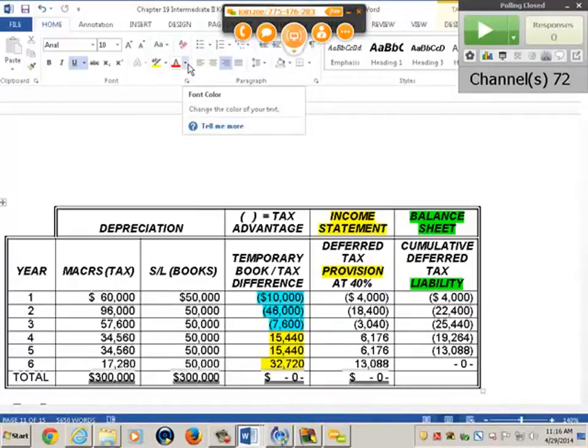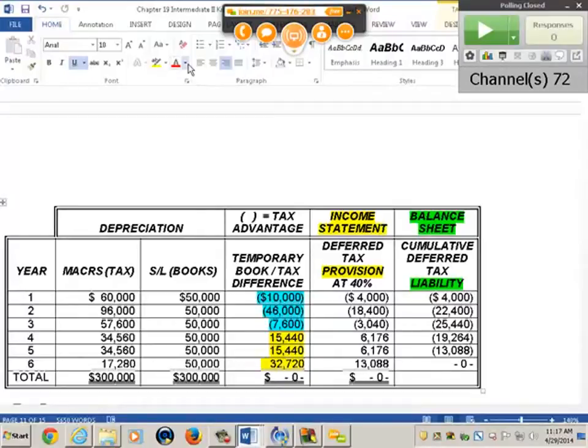So let's just take year 4, for example. In year 4, 34,560 is your tax deduction, but had I been using straight line, I could have taken 50,000. So I just lost a valuable tax deduction that is equal to 15,440. That lost tax deduction will cost 6,176 in additional taxes, and when I pay that, which I will pay this year, it reduces my liability to 19,264.